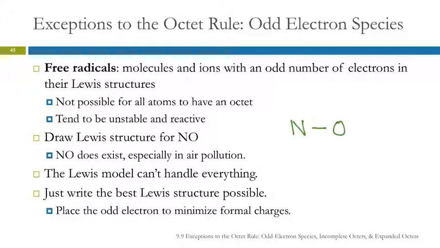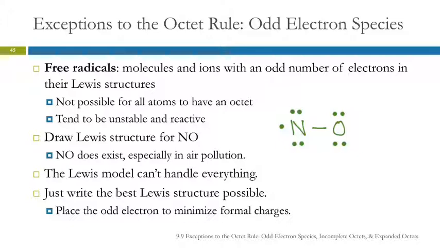5 electrons and 6 electrons makes 11, right? 2, 4, 6, 8, 10, 11. That doesn't look very good. Well, we can't obey the octet rule. We're just going to do the best that we can. We're going to get lowest formal charges.